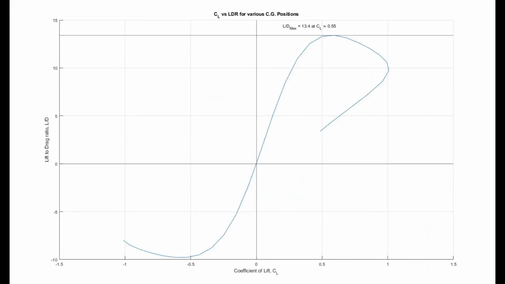And this is combining CL and CD to get the lift to drag ratio. We have the lift to drag ratio plotted against CL, and we can see that the maximum lift to drag ratio is 13.4 at roughly 0.55 CL.